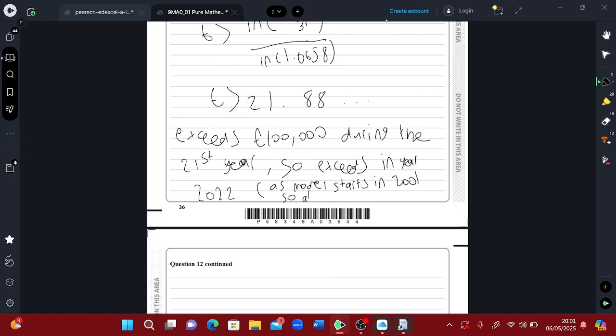So after 21, well, not after, but during the 21st year. So 2001, sorry, add 21, gets you 2022. So actually it should be 2022, not 2023. Usually with this, they want whole numbers, but this one you have to be careful. It kind of deviates from the normal pattern.